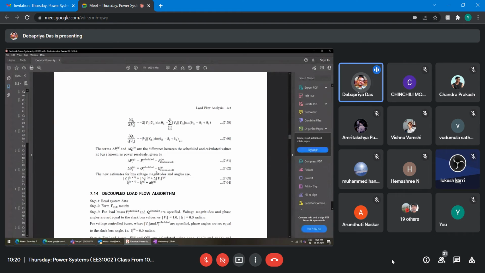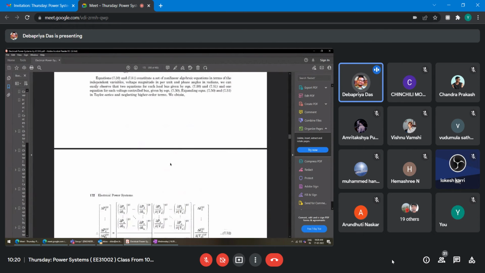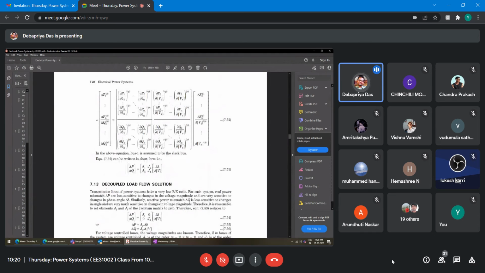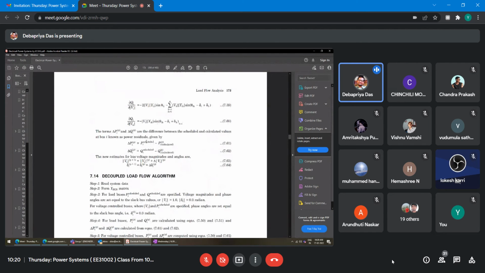Now, whenever you calculate delta P2, delta P3, the delta Pi is equal to Pi scheduled minus Pi calculated. Calculated means that in every iteration, using these two equations, you have to compute. The scheduled power is known, but the calculated one has to be computed. You have to see these two approaching 0, right? And every iteration you have to update the voltage magnitude. The current iteration value is equal to the previous iteration value plus the correction factor delta Vi, which will come from that equation, and delta I at p plus 1 is equal to delta I at p plus delta delta I.